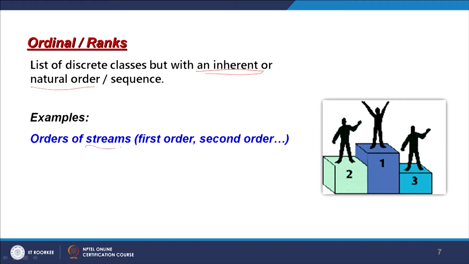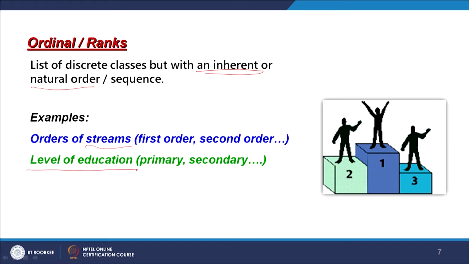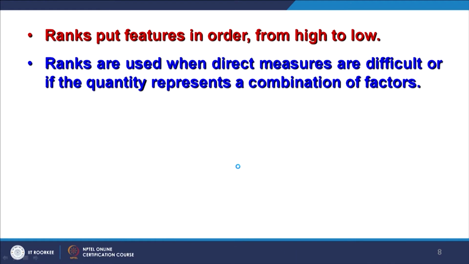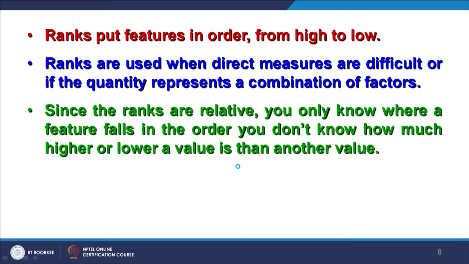Examples I have already mentioned, stream network, first order, second order and so on. Level of education, like primary education, secondary education, undergraduate education, graduate education, postgraduate education, and maybe doctoral or postdoctoral education. So again there is an inherent order. Now these ordinal values or ranks put features in order, generally from high to low. Ranks are used when direct measures are difficult, and if the quantity represents a combination of factors, then we use the ranks.